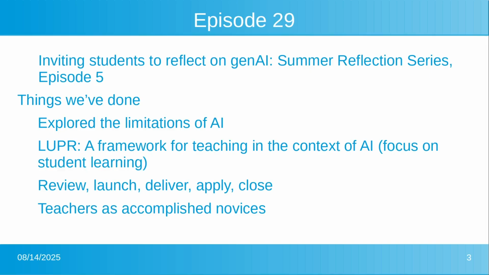I thought about this idea of Looper, a framework for teaching in the context of AI with a focus on student learning. So it's learn, use, practice, and reflect. And I've been thinking about that. I'm trying to decide whether I will keep it or if maybe I have a student-facing version or something like that. That may evolve a bit, but those things are really important. Learn, use, practice, and reflect on the tools about writing.